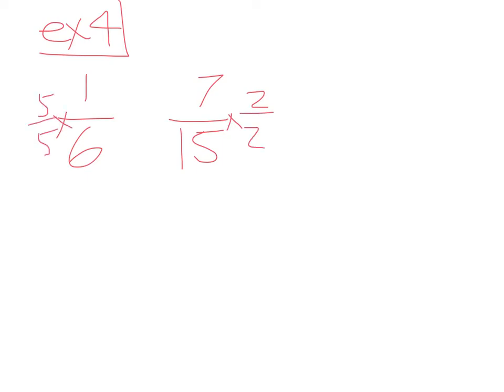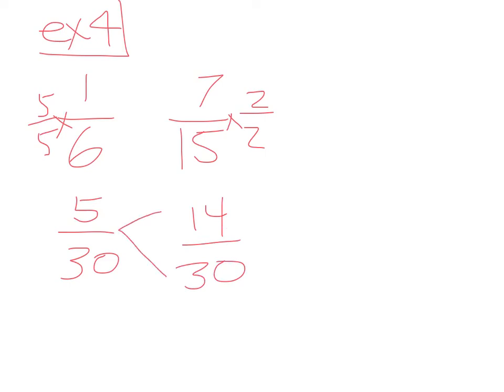Example 4 says replace the circle with less than, greater than, or equal to make 1/6 and 7/15 a true statement. So, again, with fractions, you can get common denominators. This is one way. Times it by 2/2, times this one by 5/5. You end up with 5/30 compared to 14/30, so it makes it obvious that it is a less than sign.